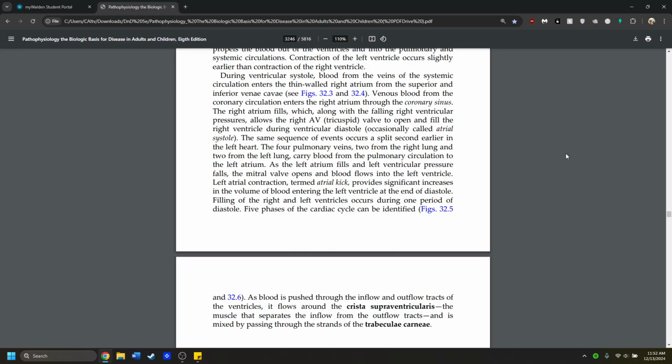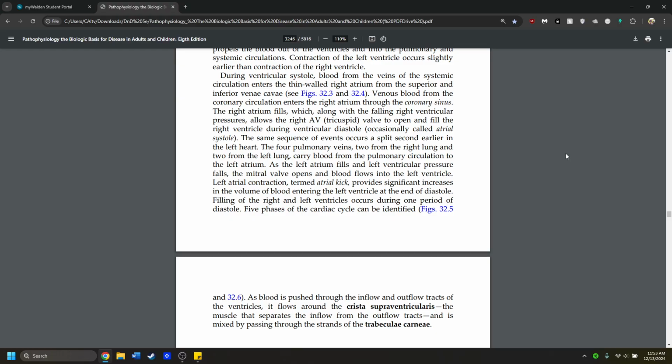The same sequence of events occurs a split second earlier in the left heart. The four pulmonary veins, two from the right lung and two from the left lung, carry blood from the pulmonary circulation to the left atrium. As the left atrium fills and the left ventricular pressure falls, the mitral valve opens and blood flows into the left ventricle. Left atrial contraction, termed atrial kick, provides significant increases in the volume of blood entering the left ventricle at the end of diastole.